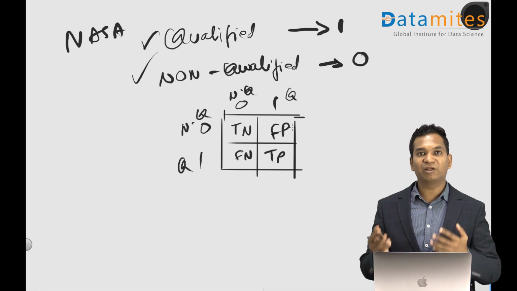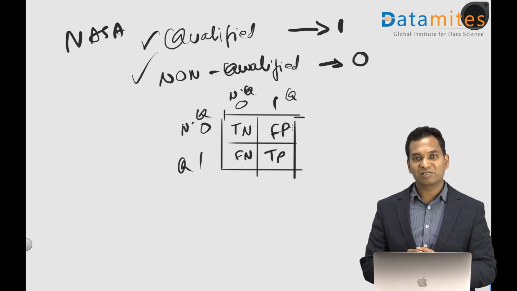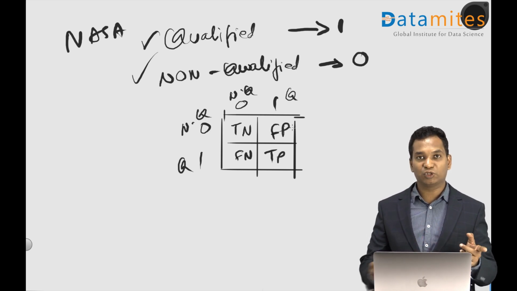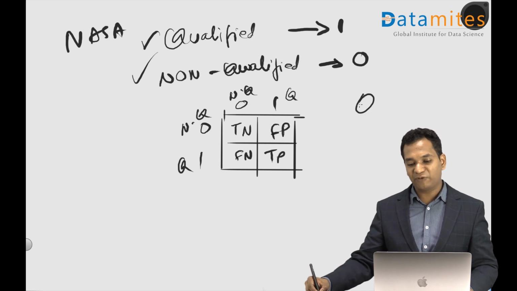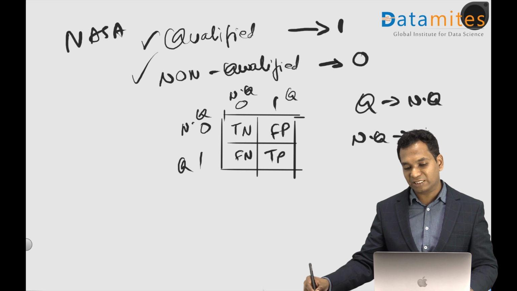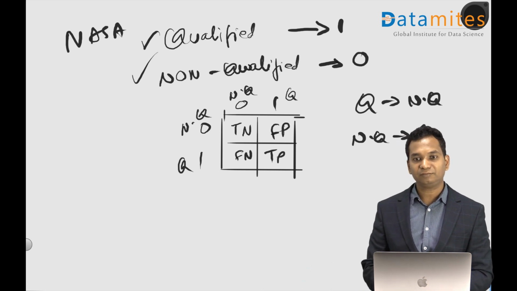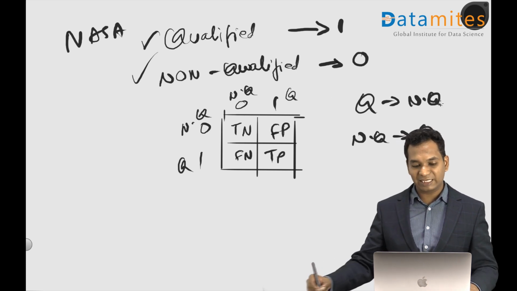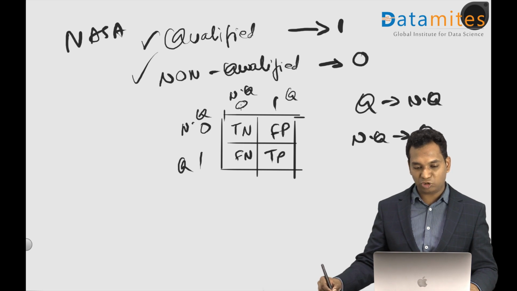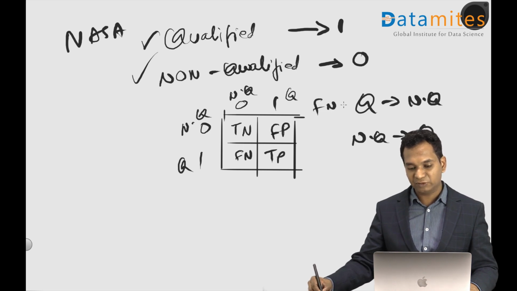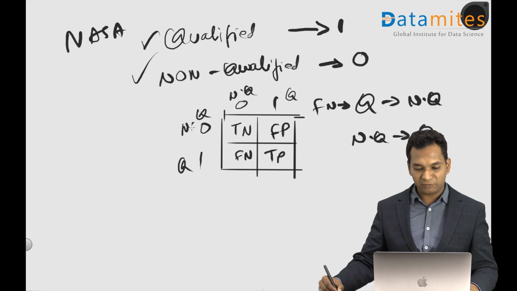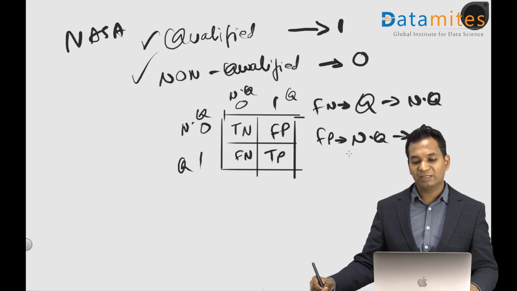So which is important, recall or precision? Again, it goes to a business case. Which is more dangerous, a qualified being predicted as non-qualified or a non-qualified being predicted as qualified? Because a qualified being predicted as non-qualified is your false negative, and a non-qualified being predicted as qualified is your false positive. So which one is dangerous?